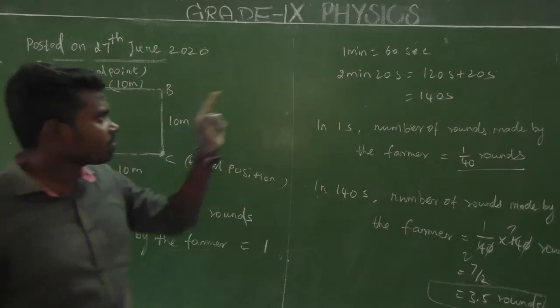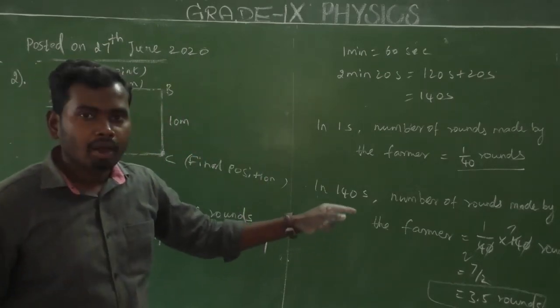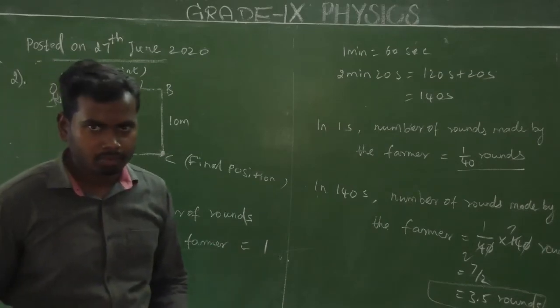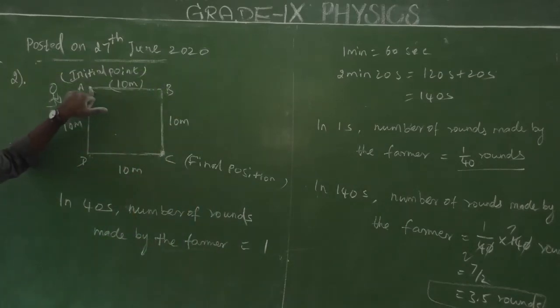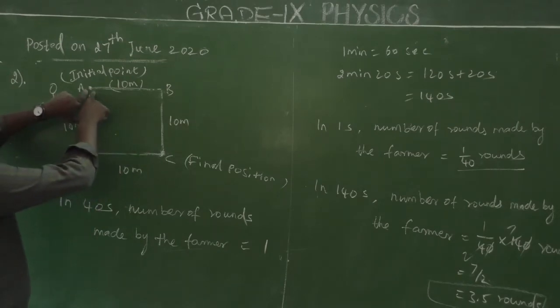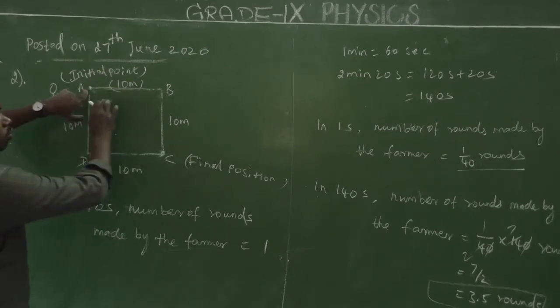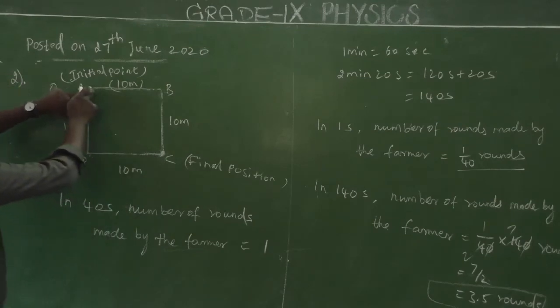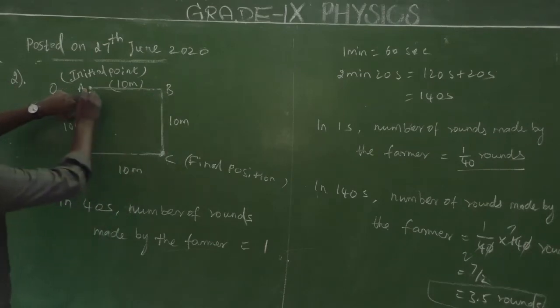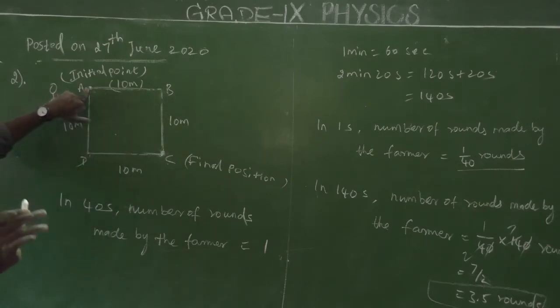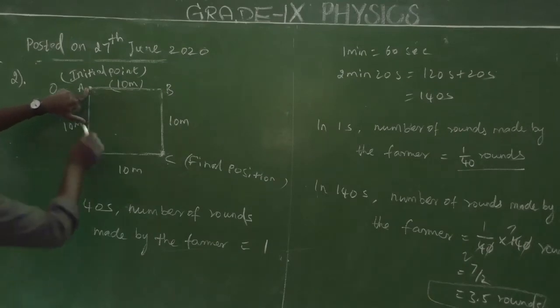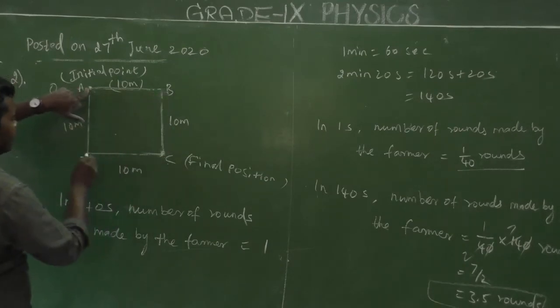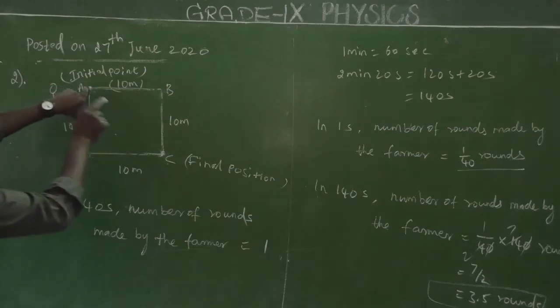Look here. At the end of 2 minutes 20 seconds, the number of rounds made by the farmer is 3.5. A is considered as the initial point because the farmer starts moving from point A. The farmer moves along the boundary of the square field, through B, C, D, and again comes to position A. This is one round. Again B, C, D, A, this is the second round. Next, again B, C, D, A. Here the farmer completed 3 rounds.